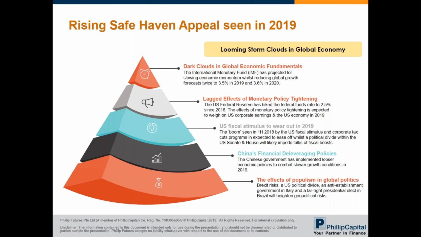So in view of this, along with the last key point, the rise of populism in global politics, we have seen Brexit. We have seen a political divide in the US with the Trump administration taking power, an anti-establishment government in Italy, a far-right president-elect for Brazil. All this is going to raise geopolitical risks and market risks in the current term.